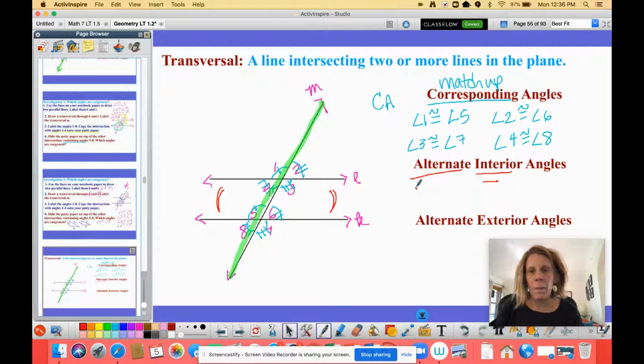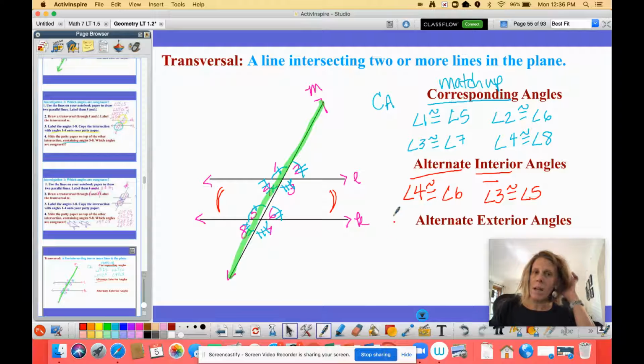So when we think about alternate interior, we've got angle 4, and its alternate interior angle is angle 6. Those are congruent to each other. And then if we look at angle 3, it is congruent with angle 5.